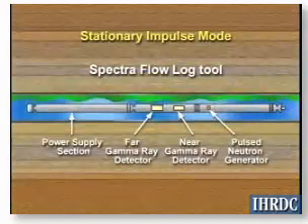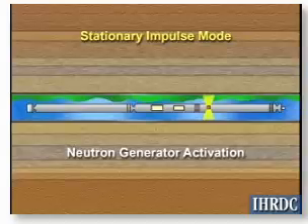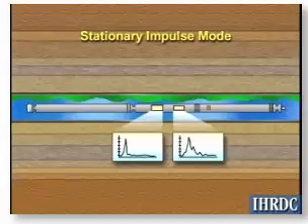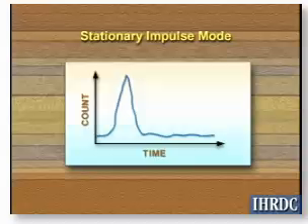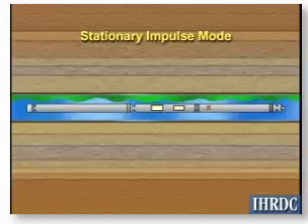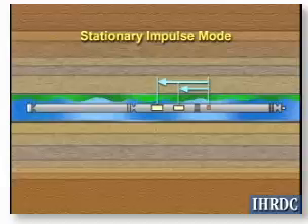In the stationary impulse method, the pulsed neutron generator operates as the tool is held stationary. The count rate in each detector is recorded, and then the generator is shut down. When shut down, the count rates will eventually drop to background level. Fluid velocity is calculated as the distance from the source to the detector, divided by the time it takes for the count rate to drop to background levels.